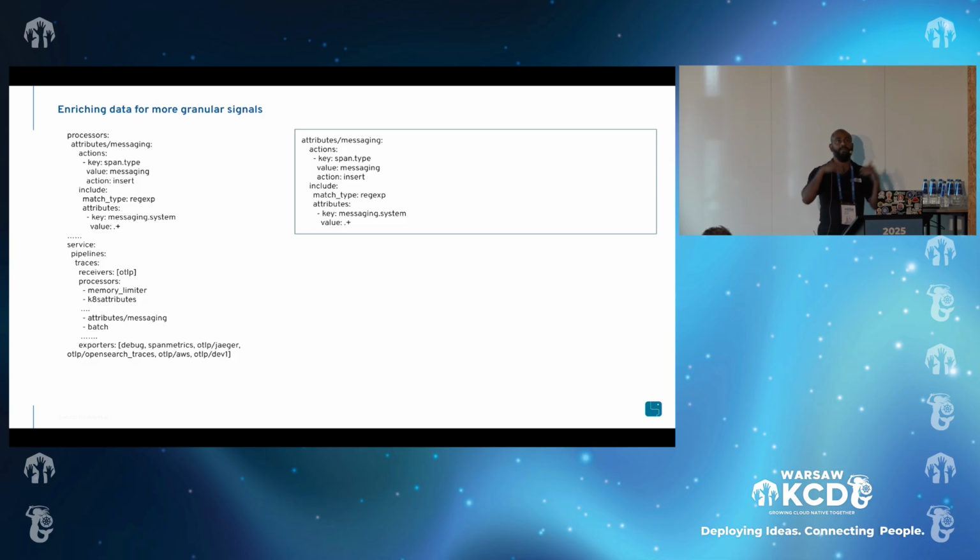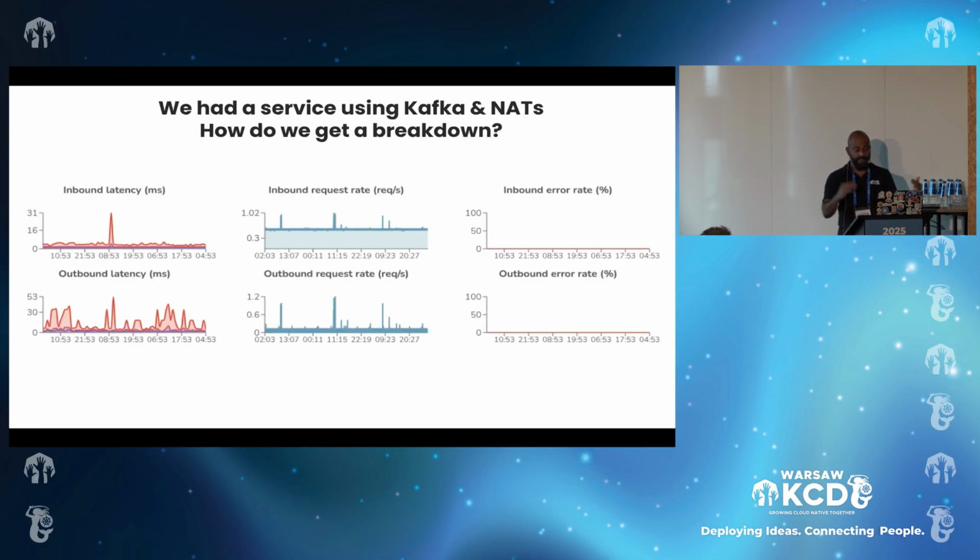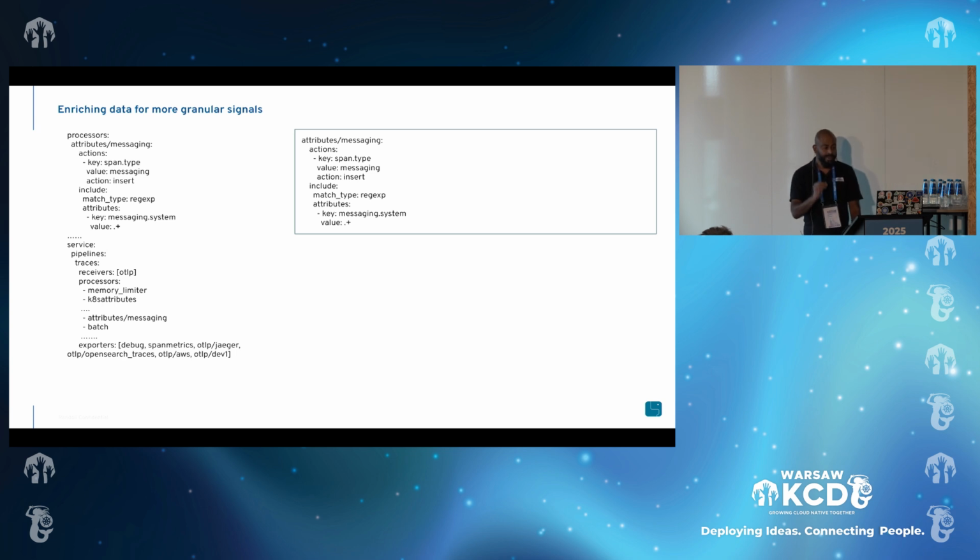And now if I do Prometheus queries using PromQL and so on, I get the breakdown. Instead of this high level view, I can get a breakdown. So by adding these kinds of attributes and enriching the data, you can improve the quality of the metrics. Any questions on this one? No? Good. Right.